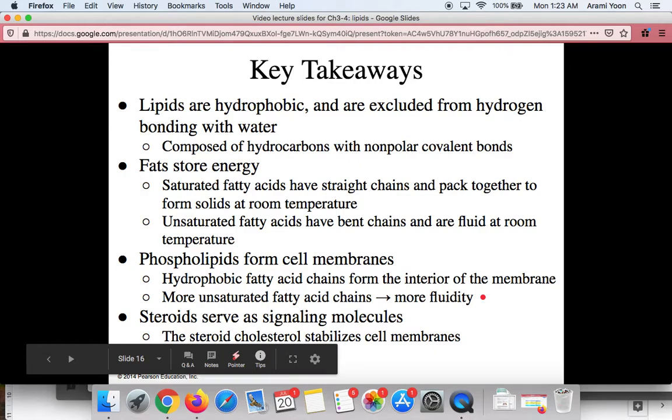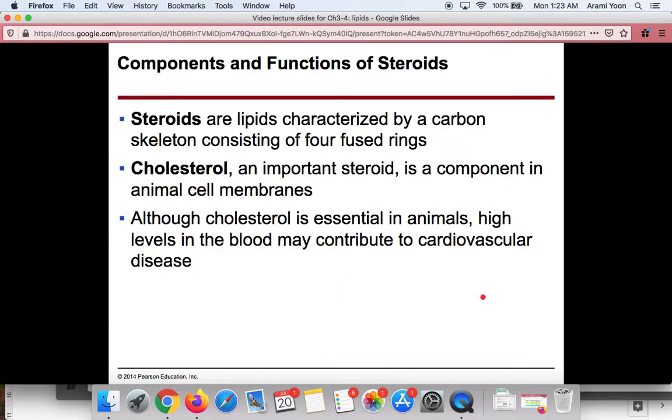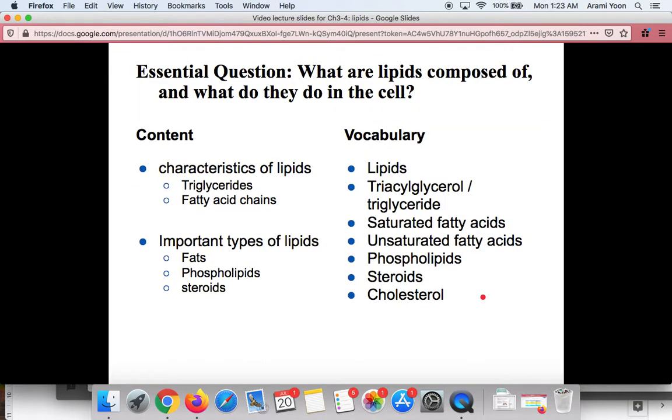And then last of all, you have steroids, which serve as signaling molecules throughout the body. So think of estrogen, think of testosterone. And in addition to that, you have the steroid cholesterol, which stabilizes cell membranes. I'd like you guys to go back to the essential question and pause the video and see if you can answer this question using all of these vocabulary. If you can, that means that you have mastered this topic.